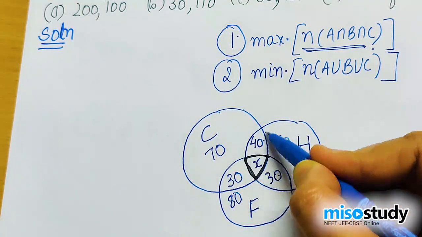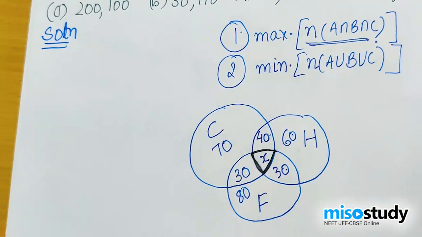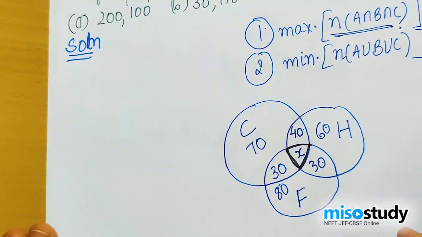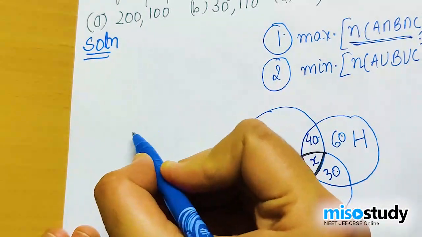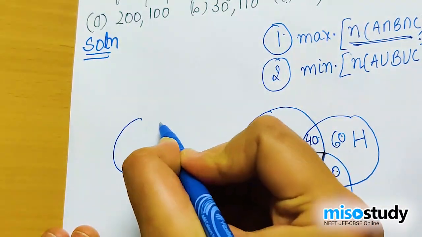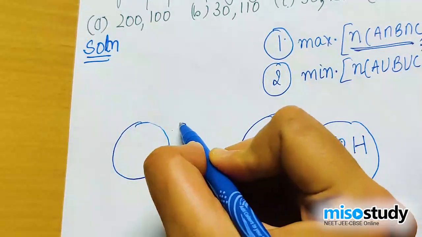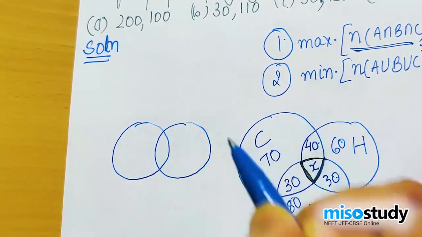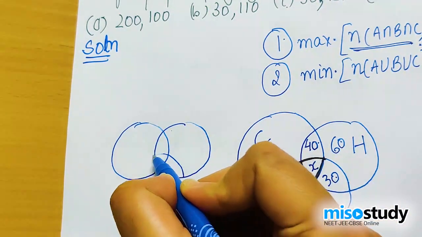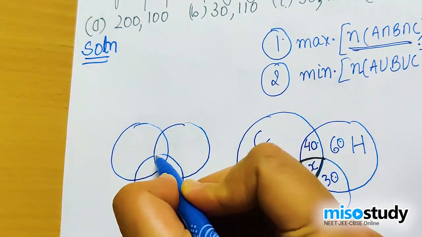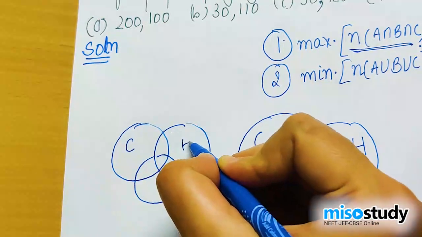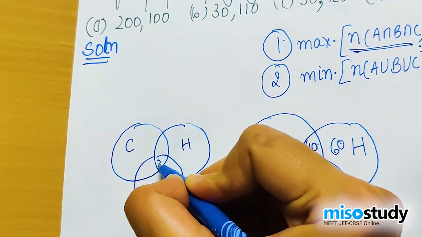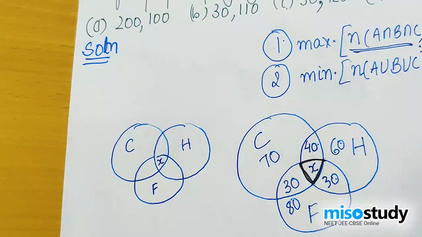If this entire thing is 40, let's make a second diagram. You know this diagram, let's make another diagram right in front of this one. We'll take the help of this diagram to understand and express everything in terms of X. Cricket, hockey, football, and this is X. So let's now express everything individually in terms of X.